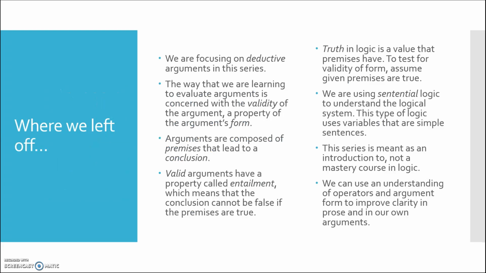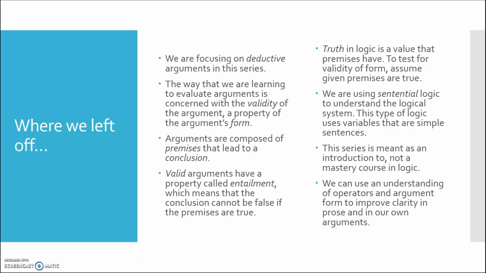In our last lesson, we talked about the type of arguments we'll be looking at in this series, which are deductive arguments, and the type of thing we'll be looking for when we evaluate logical arguments for form, which is validity. Just a reminder, valid arguments have premises that, when true, lead to a conclusion that will also be true. This property is called entailment.